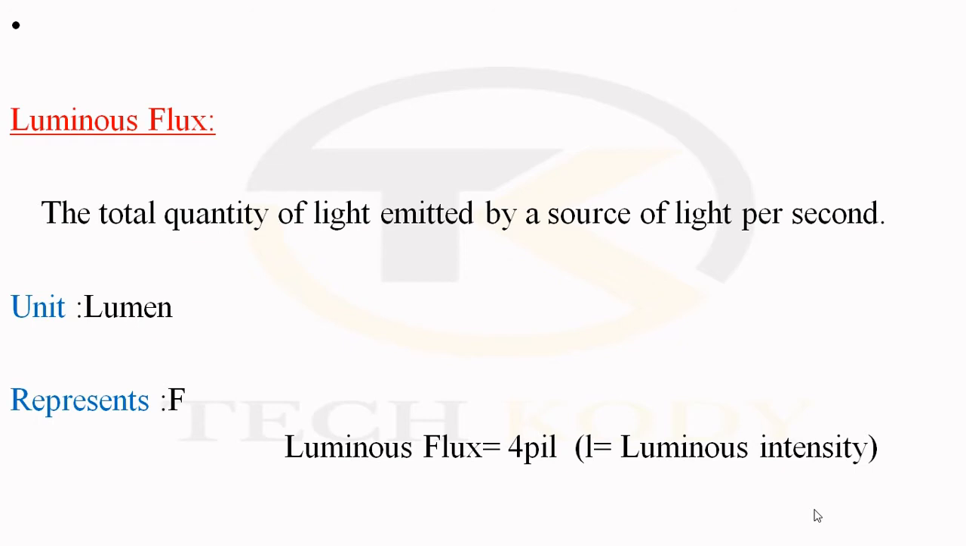Here you can get a question: what is the unit of luminous flux? The unit of luminous flux is lumen. You can get small problems on this. Luminous flux is equal to 4 pi L, where L is luminous intensity. They can ask for either luminous intensity or luminous flux. By applying this formula you can get the answer.